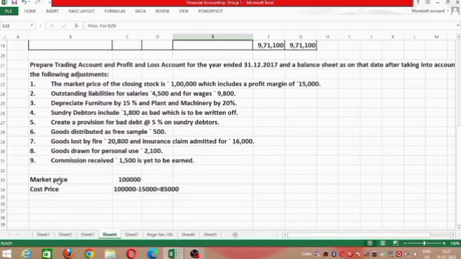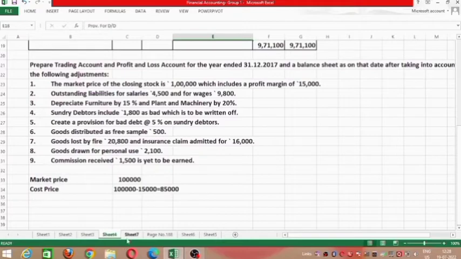I have left one adjustment. Let's see that now. Fourth one, sundry debtors include 1,800 as bad, which is to be written off. And the fifth one, create a provision for bad debt at 8% on sundry debtors.